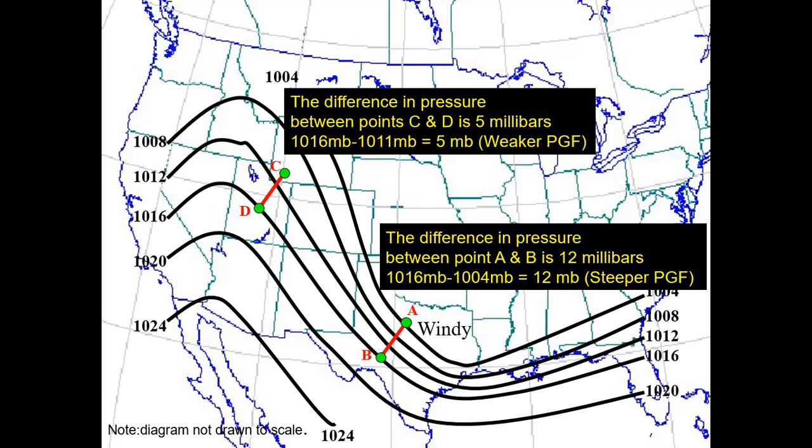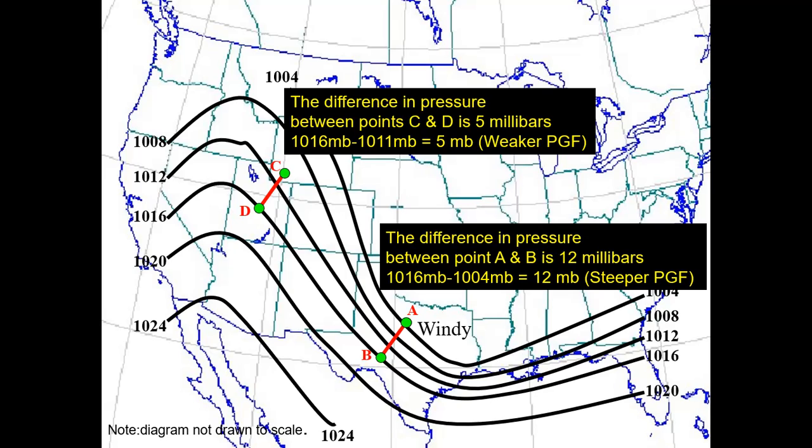Remember that every one of these lines represents a 4 millibar pressure change, okay? So I got about a 12 millibar pressure difference between points A and B. And in this case, I have what's known as a steeper pressure gradient force.